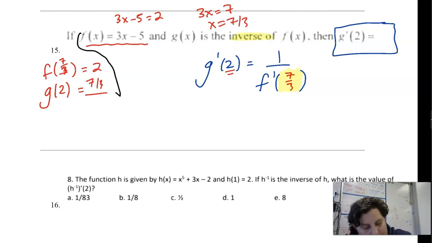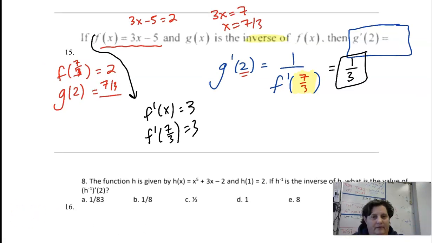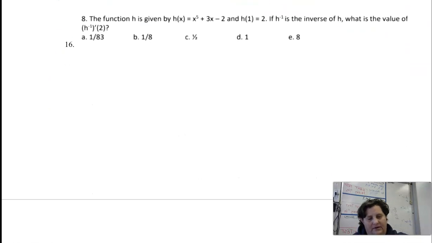Now, what's f prime of x? What's the derivative of 3x minus 5? 3. So f prime of 7/3 is 3. So actually, I didn't really even need to do that, did I? The derivative of f was 3 no matter what we plugged in. But it still shows you how to go through the process. All right, moving right along here.